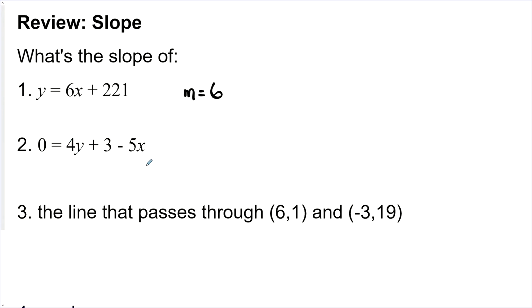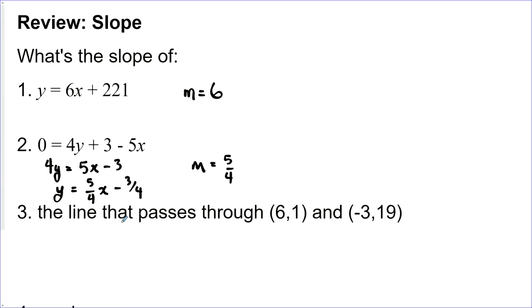The next one here is not written in a convenient form, so we'll do some algebra. How about take this and this to the other side? So we'll say 4y is equal to 5x minus 3. And then divide everything by 4, so we get y is equal to 5 over 4x minus 3 over 4. So we can see now in slope y-intercept form that the slope is 5 over 4.